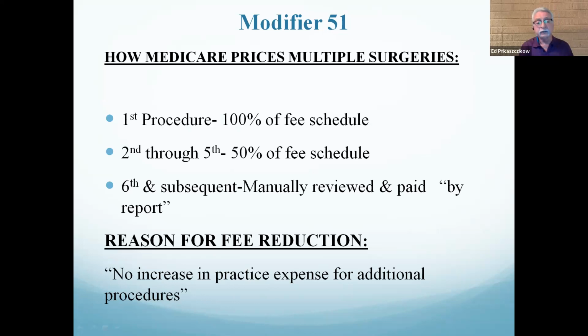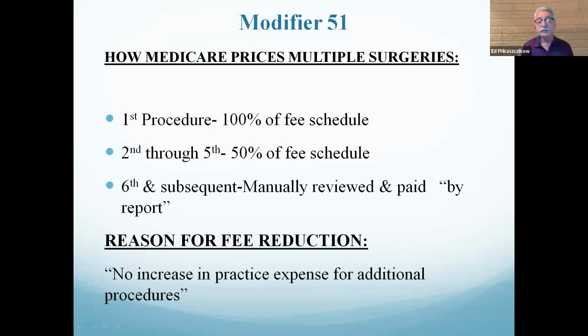One of the reasons they do that is so they can apply the multiple procedure reduction rule that we're all familiar with, where you get 100% of the fee schedule for the first procedure and 50% of the fee schedule for the second and subsequent procedures. Now, when you do 6 or more, technically from Medicare, they say that they want to manually review that, meaning if you do 6 or more procedures, they're going to want the op report before they end up paying those additional codes.